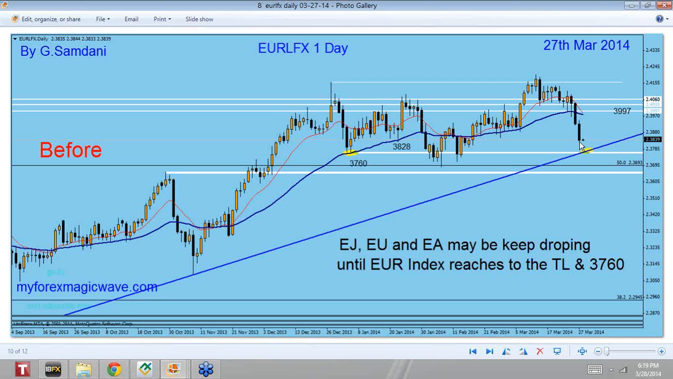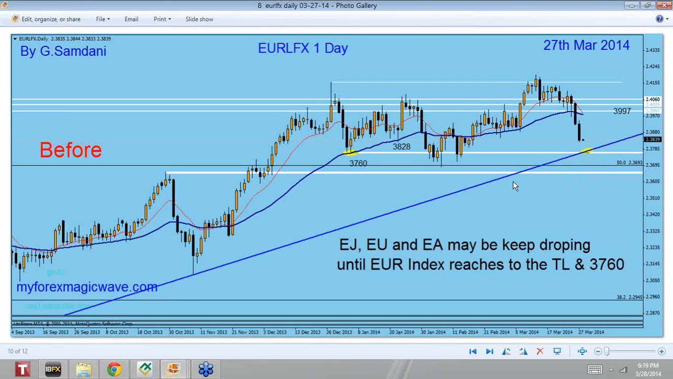Okay, this is the one I sent out, right? It is coming down here and it's going to bounce from here. This is obviously the horizontal level and the trend line, so we expected a bounce. But from here it was coming down, so I said EJ, EU, and EA may keep dropping until your index reaches this area, and from there they're all going to start dropping and bounce, and that's what they did.